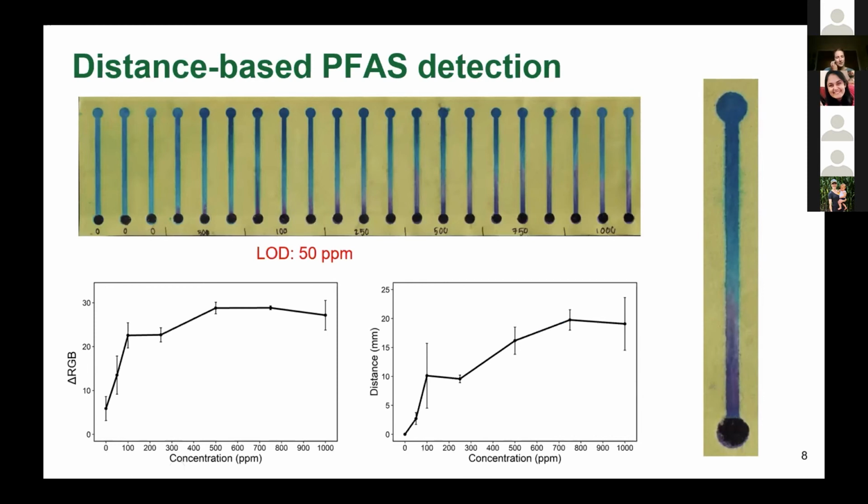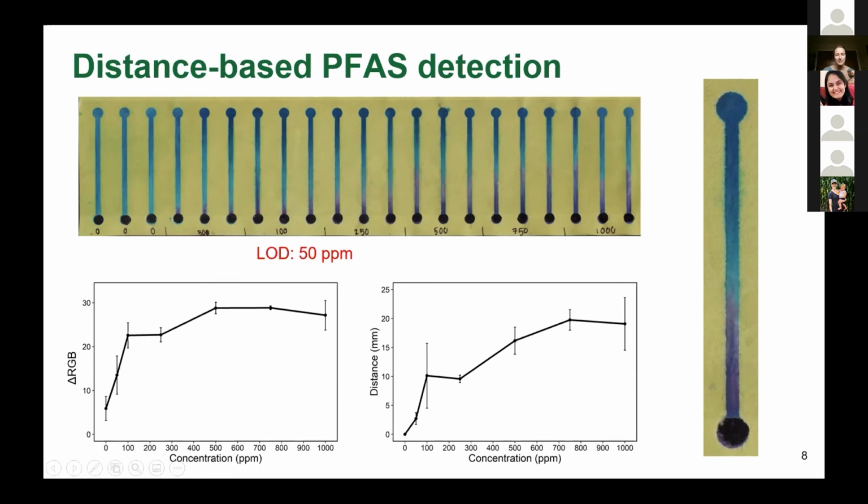So in this case, I also scanned the device and measured the change in color to get a nice calibration curve, but I can also either measure the purple color with a ruler, or a next iteration of the device actually has little tick marks on the side here, which can then tell you, just read whatever tick mark that is, and that will tell you what concentration of PFAS you have.